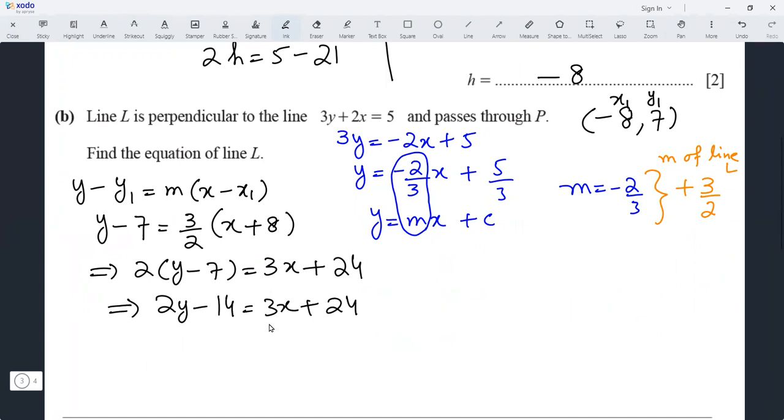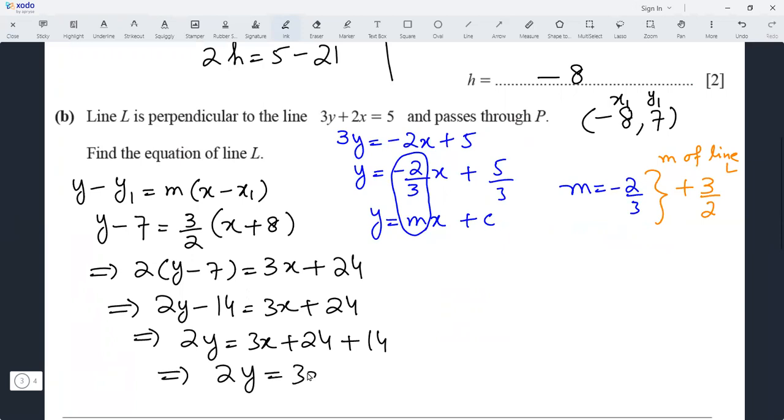So bringing the constants onto one side, I'm just putting y on the left hand side. 2y equals 3x plus 24, and the sign of 14 will be changed. It will be plus 14. So the final answer will be 3x plus 24 plus 14, which is 38. So this is the final answer for the equation of line L.